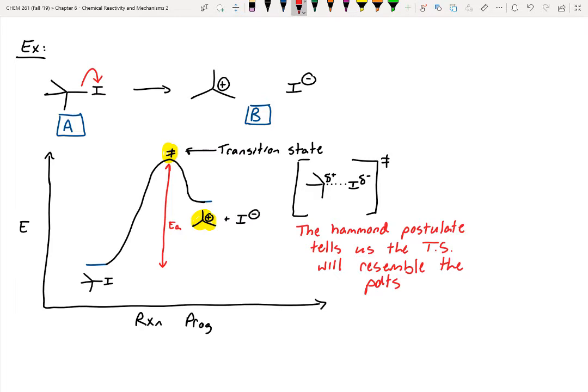Make sense? I know a lot of this is kind of scary and new for some of you, and other people have seen it like 10 times already in their Gen Chem courses. It depends on who you took Gen Chem with.